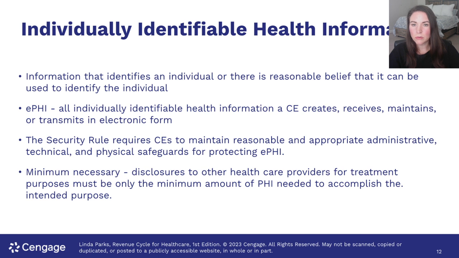Now, where the privacy rule covers PHI in all formats, the security rule specifically covers anything in electronic form, referred to as ePHI. So covered entities have to have administrative, physical, and technical safeguards in place to protect ePHI. Administrative safeguards meaning making sure all staff are properly trained, all of the policies and procedures are in place and updated regularly. That talks about how to keep ePHI.